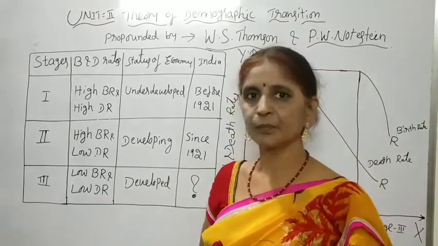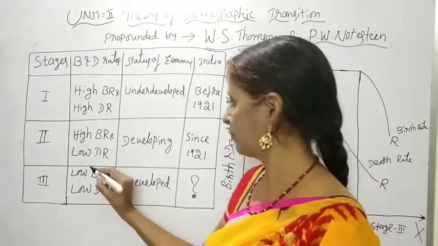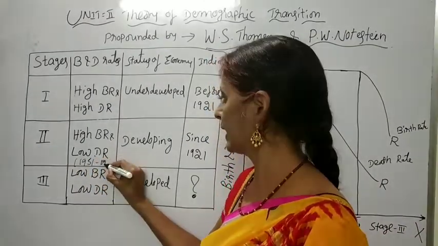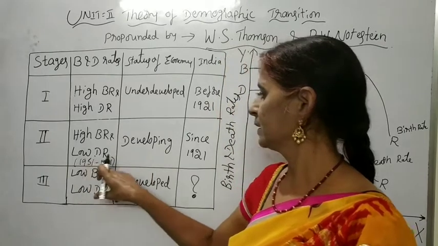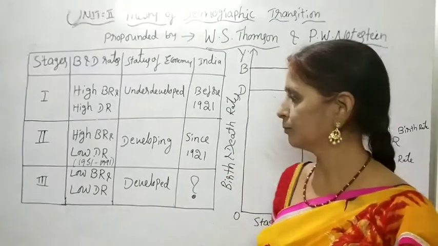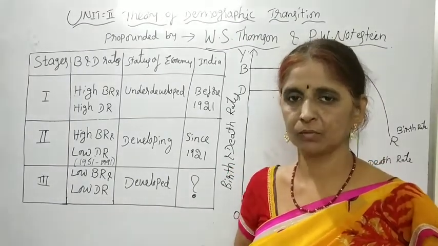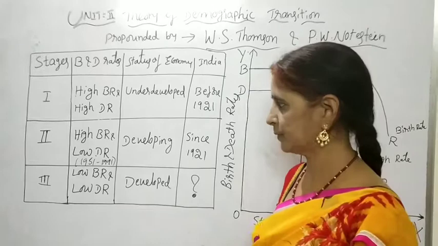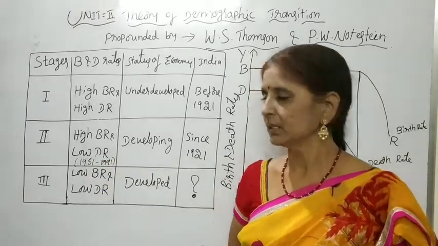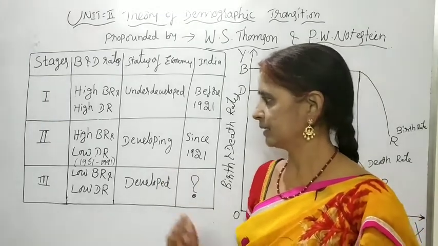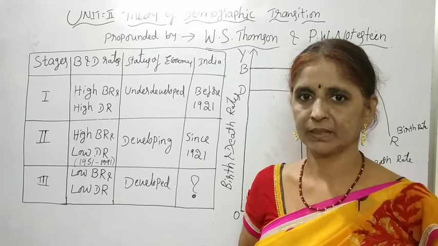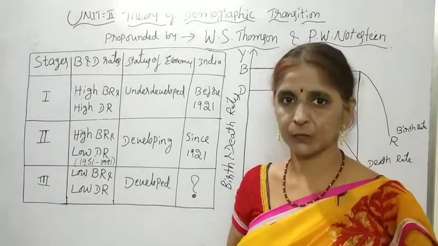India experienced rapid growth of population between the years 1951 and 1991. In these years, India's population growth was more than 2% per annum, 2.2 to 2.4% per annum. So whenever birth rates are high and death rates are low, it results in a heavy growth rate of the population. It is also called population explosion.